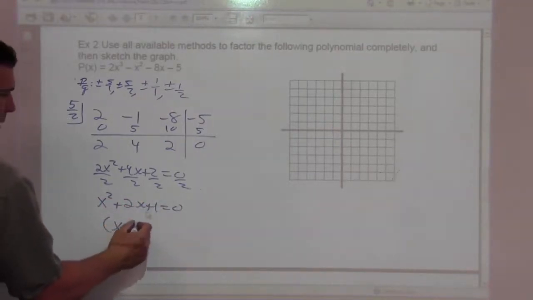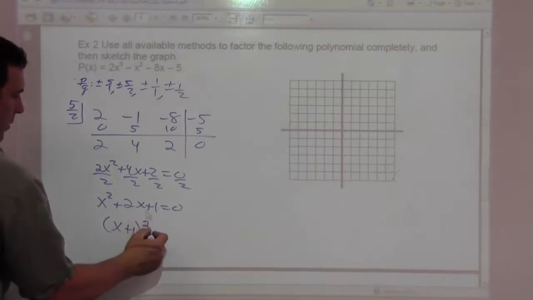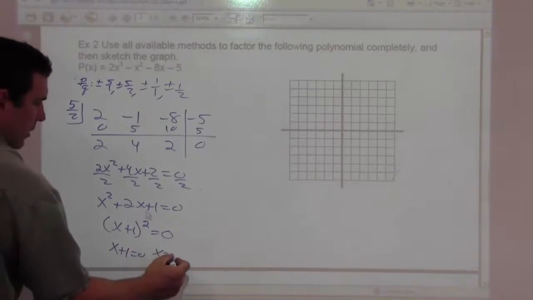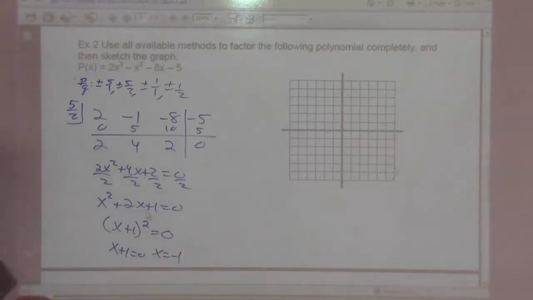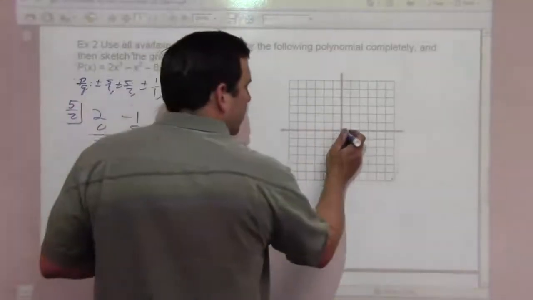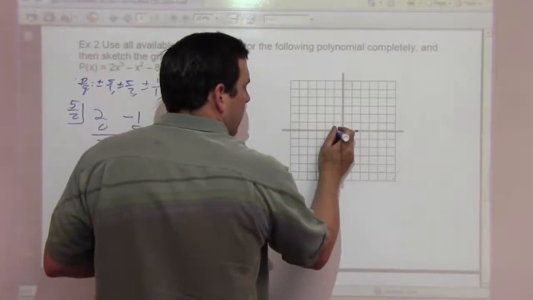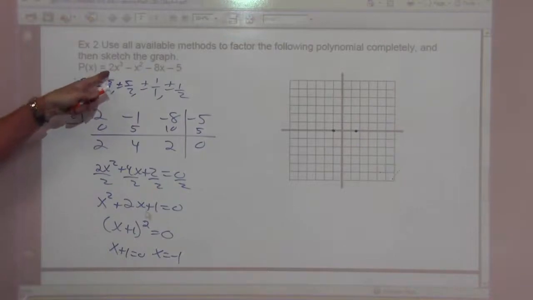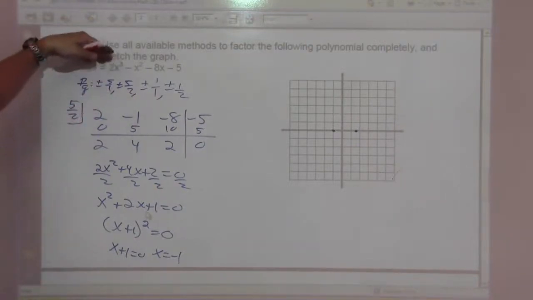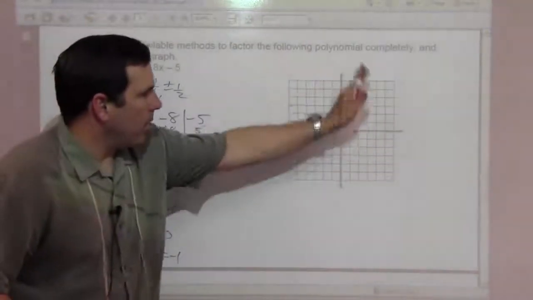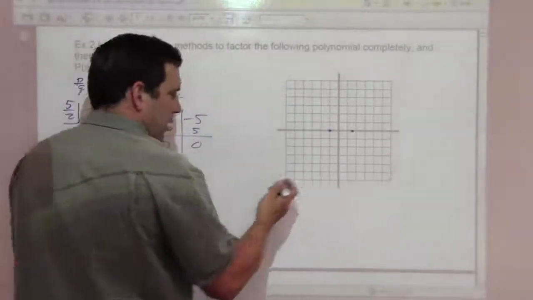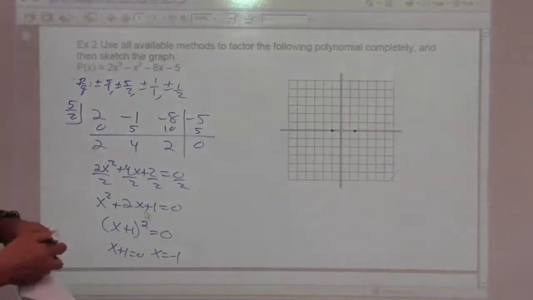So it's x plus 1 times x plus 1, which is x plus 1 squared equals 0. So x plus 1 is 0, means x equals negative 1. So our zeros are going to be 5 halves and negative 1. It was cubic, leading coefficient's positive, so that means we're going to be coming from below and then going up. Now because negative 1 has multiplicity 2, that's going to bounce off that, so to speak.